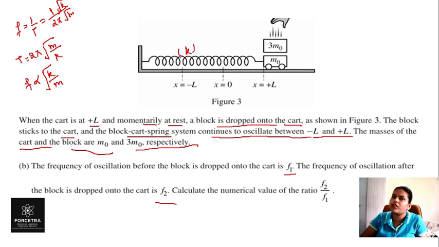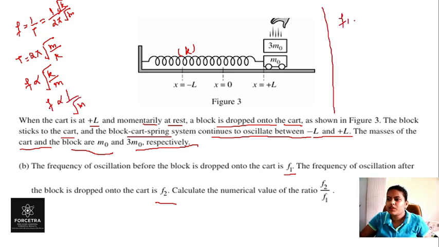It is the same for every spring. For a given spring, k would be constant. So I can write that the frequency is proportional to the root of mass. For the first case, what was the mass? Only m0. And in the second case, what is the mass? Total would be 4 m0. So that's why we have to find f2 upon f1.